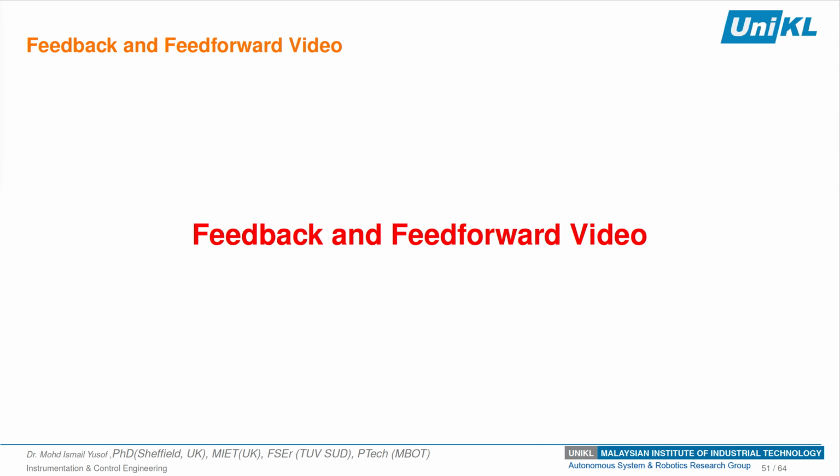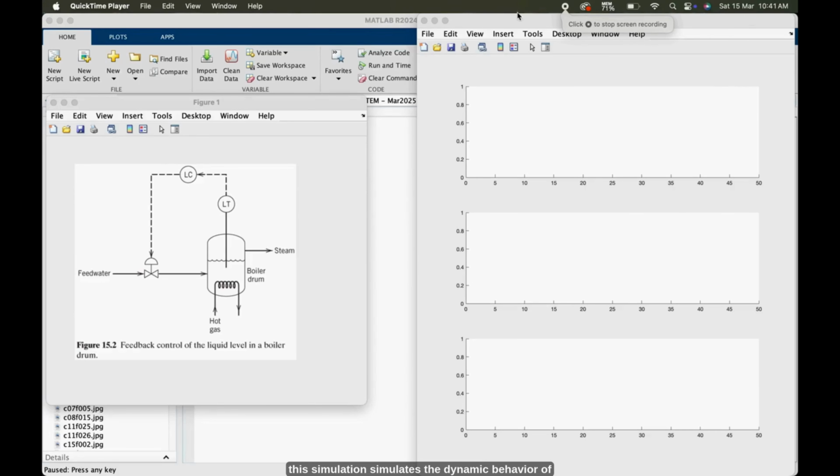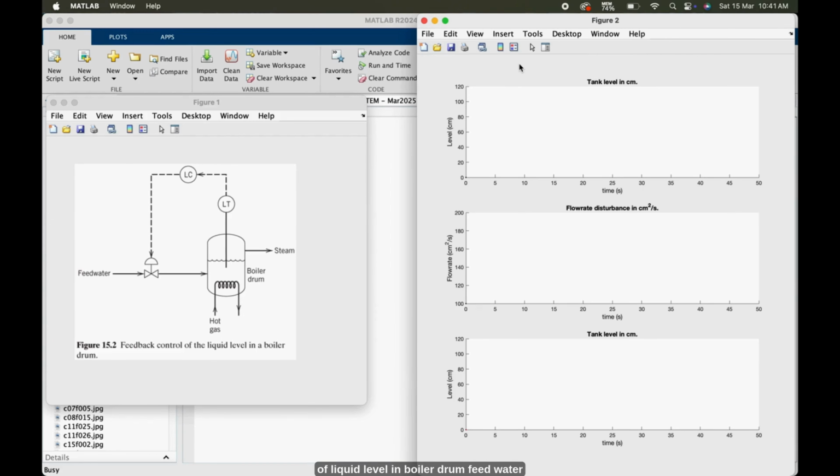Next, we are going to demonstrate a simple simulation to compare the response of feedback control and feedback plus feedforward control. This simulation simulates the dynamic behavior of a liquid level in a boiler drum. Feed water flow stream is manipulated via a control valve. Assume that the liquid's temperature inside the boiler drum is constant provided the liquid level achieved set point.